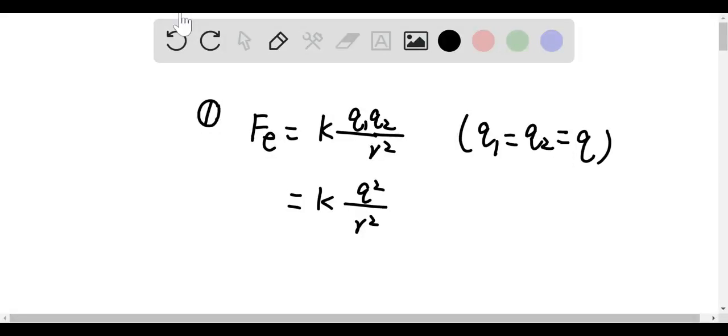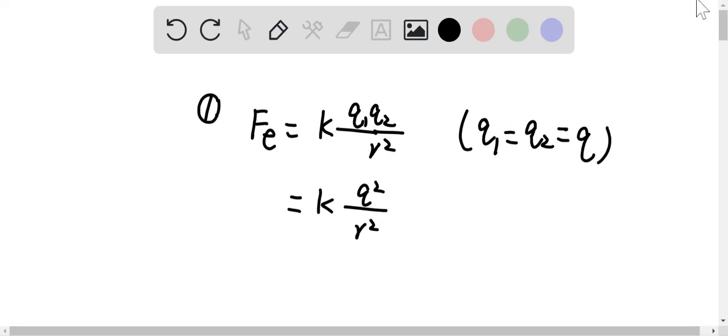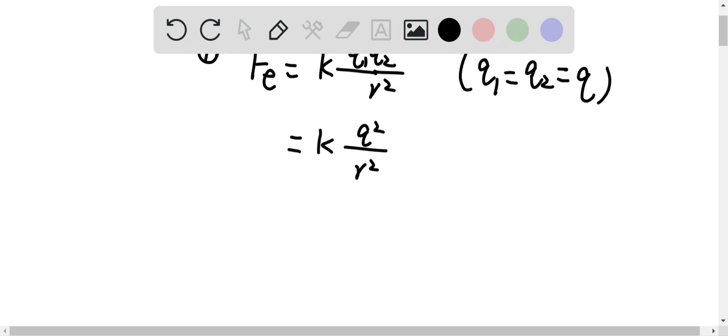So the question wants us to use the information to determine at least four physical quantities. Well, first we can determine the electrical force, which is Fe equals K times Q1 Q2 over R squared. Since the charge here is only the electrons, and all electrons have the same charge, we can just use Q to stand for Q1 Q2. Therefore, we have Fe is equal to K times Q squared over R squared.